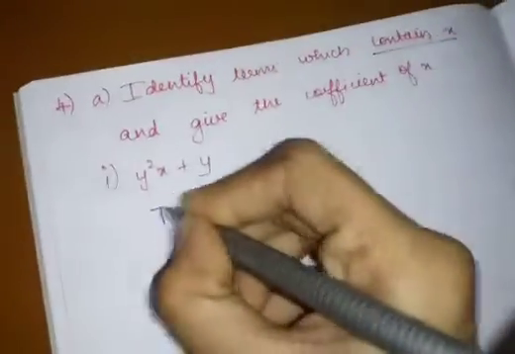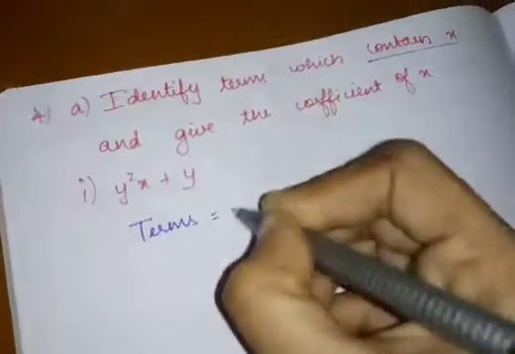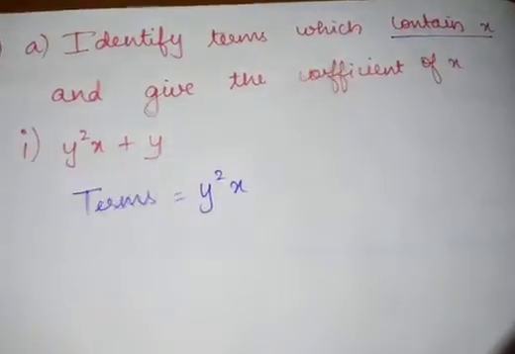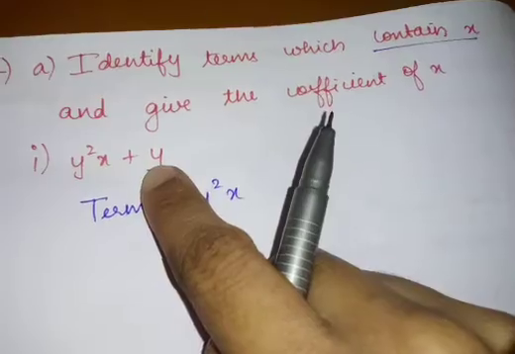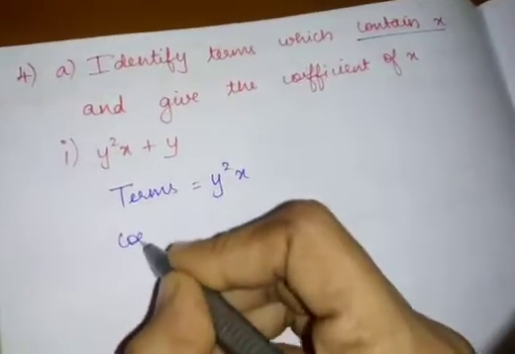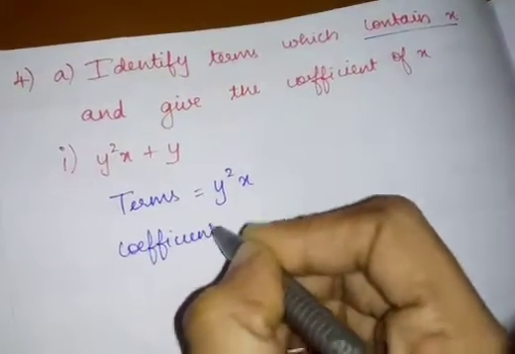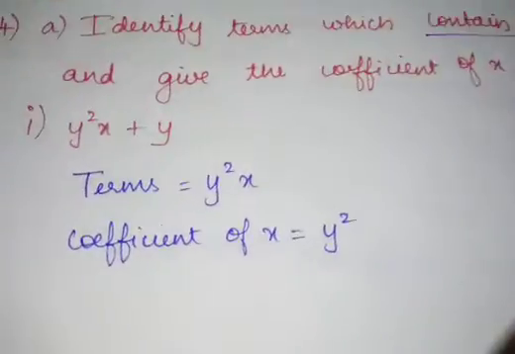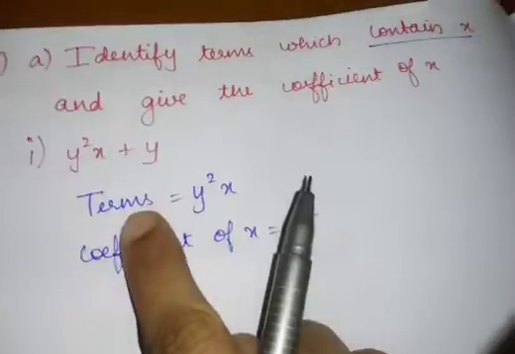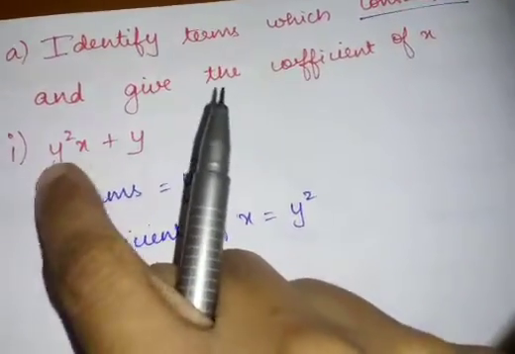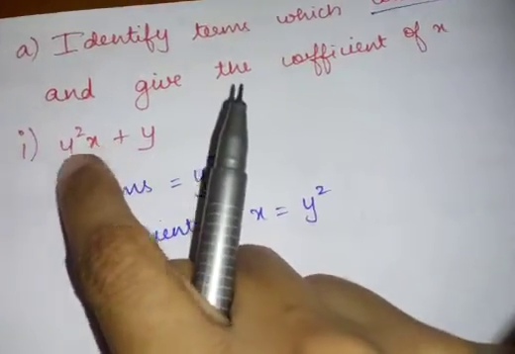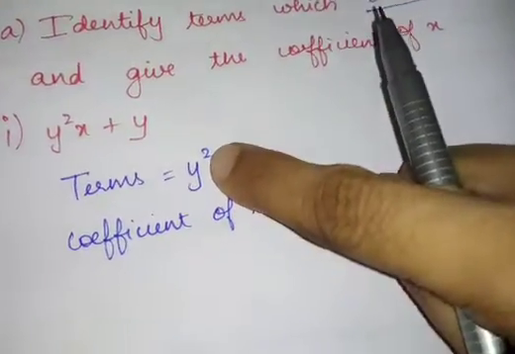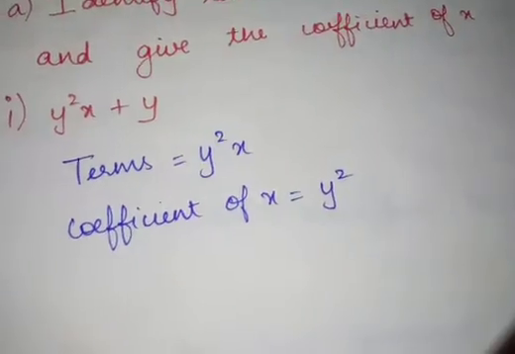So what is the term you will include? Y square x. You will not include y because this does not contain x. So what is the coefficient of x here? Coefficient of x is y square. Okay, because they are asking the terms which contain x, so this term only will contain x. So y square x is a term. Coefficient of x in this is, you will neglect this x. So remaining is y square.